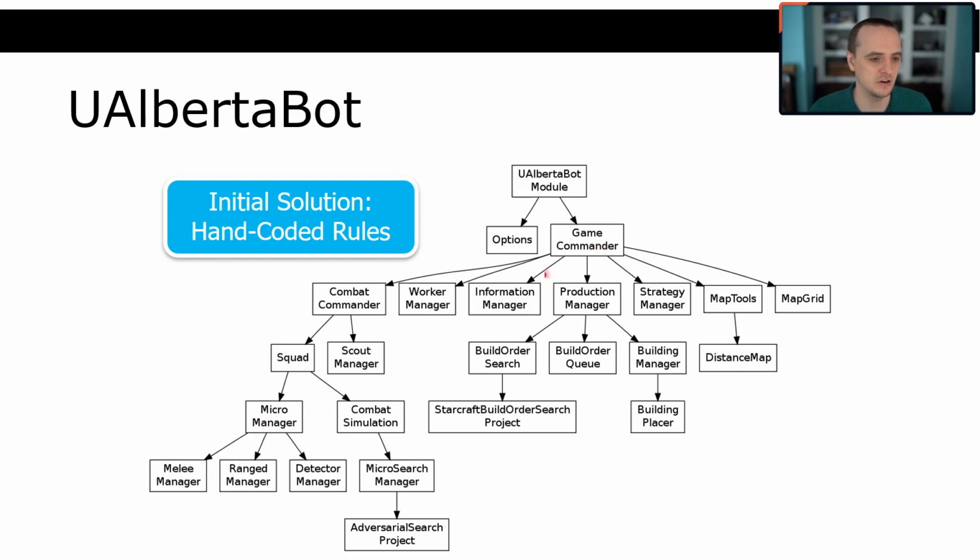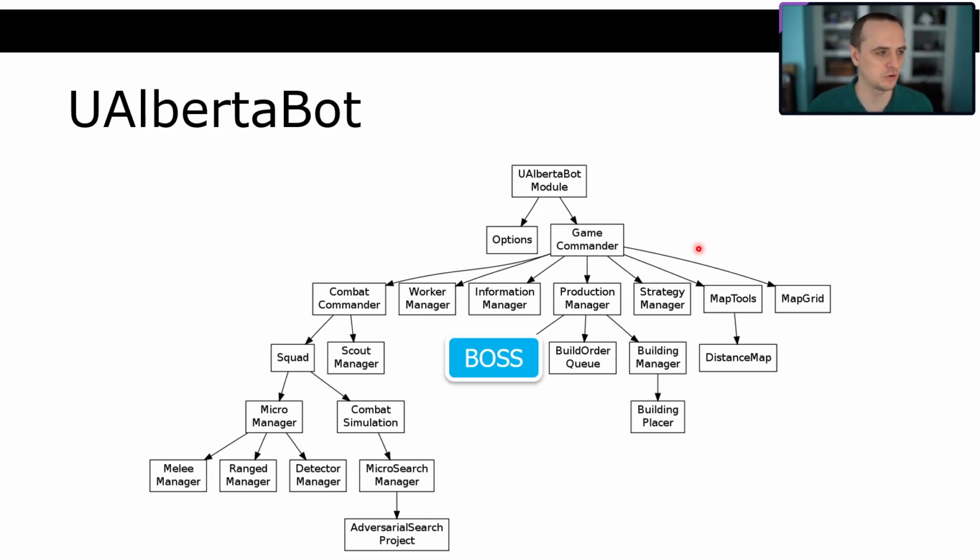The game commander doesn't need to know how the micro is being done. That's the squad's problem. It manages the workers. It manages the production. There's some build order stuff. And so initially, the whole bot was hand-coded rules. If this, do this. If this, do this. The first thing I did was the build order search. So I replaced the hand-coded build orders that were initially in the bot with the build order search system.